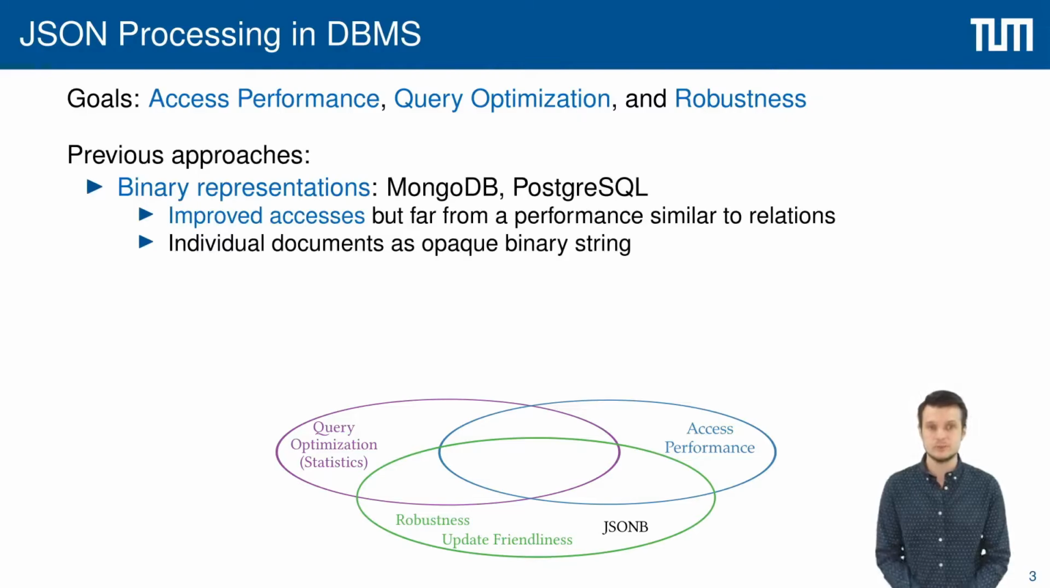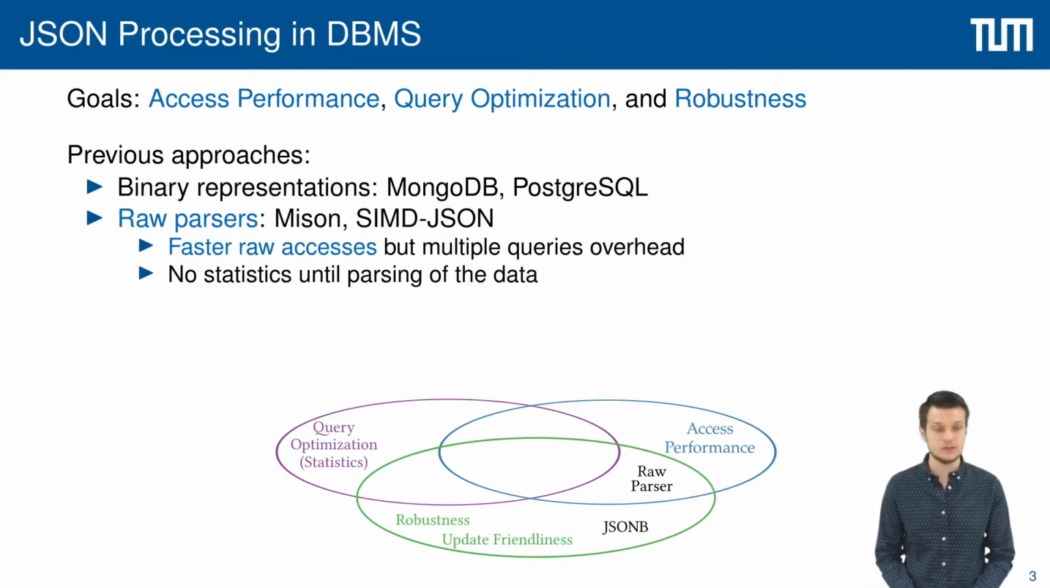So let's dive into the previous approaches. The very first approach are binary representations, which are used in many real-world scenarios, for example in MongoDB or PostgreSQL. This already gives improved access because now the JSON string is in a more computer-friendly format and doesn't require any parsing anymore. However, you still need to go through the document to find the relevant parts, which doesn't give you the performance you're looking for. Further, the documents are still opaque to the database management system. Usually, the database management system does not have any insight into the contents of the documents, and this fact doesn't change when you transfer it into a binary representation.